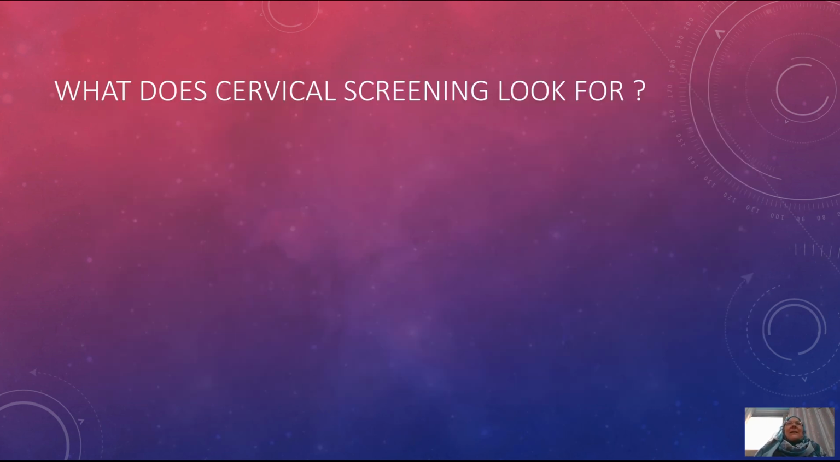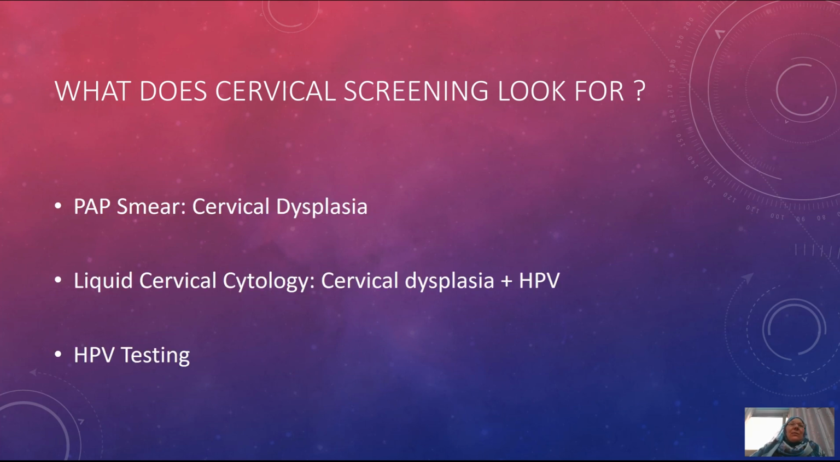What does cervical screening look for then? Because in cervical screening, we do not take a biopsy, but we take a cytological sample, and we look for cervical dysplasia. Sometimes we look for a combination of cervical dysplasia and human papillomavirus, and some programs look only for human papillomavirus.